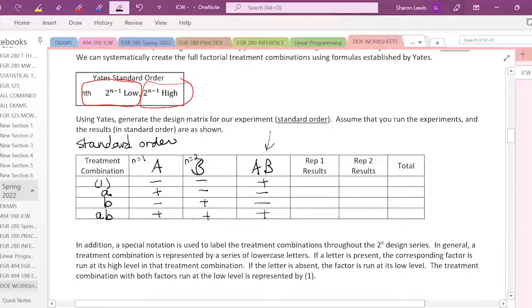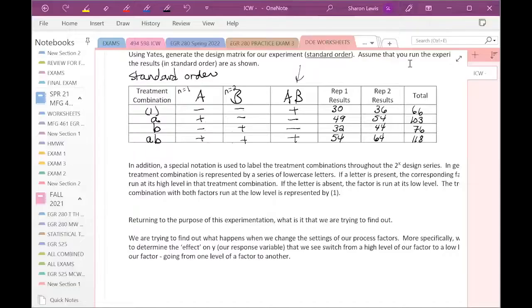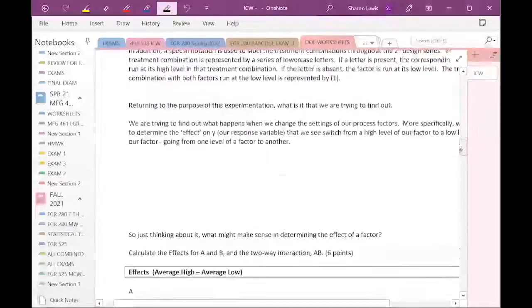So there we go. All right, so the next thing is we need to run this experiment in random order and record the results. And then we're going to make a second replicate. So we'll run them in random order and collect those results. Okay, so as you can see, I've entered the data that we collected in class. These were Leah's results. So let's go ahead and analyze it.